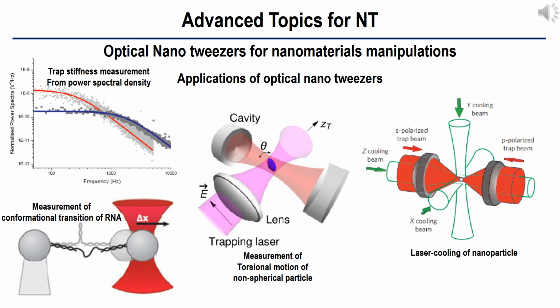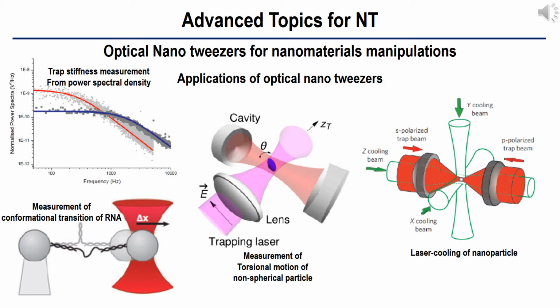Second, for biological applications, measurement of biological molecules' structural transformation can be done. For example, we can use the optical nanotweezer to measure RNA hairpin undergoing conformational transitions as shown in the lower left plot. When the nanomaterials are levitated, we can apply crossing optical field to obtain more detailed information.